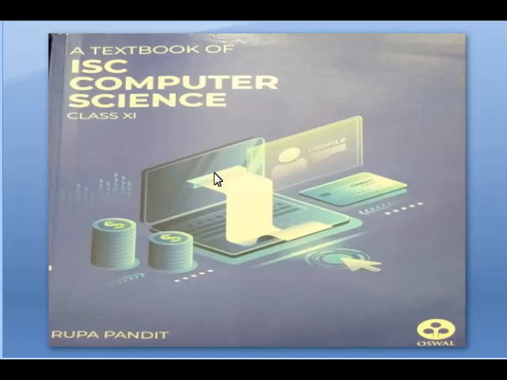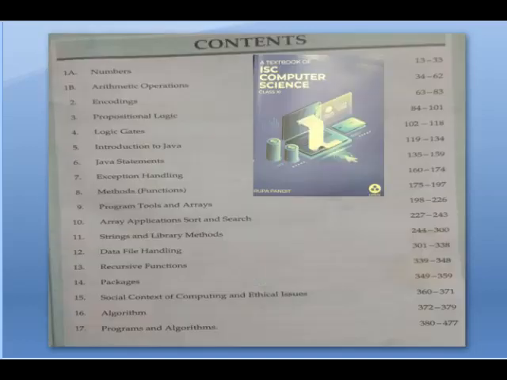Students, this is the textbook of ISC Computer Science class 11th, and it is an Oswell publication. The author is Rupa Pandit. Okay, so this is the content of your book.